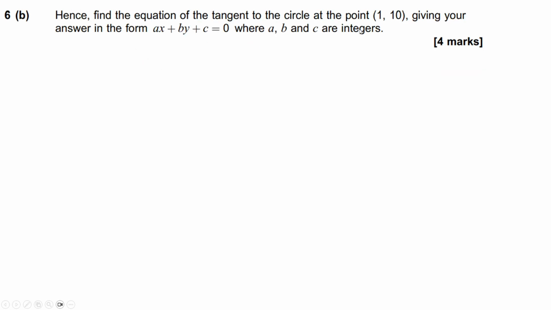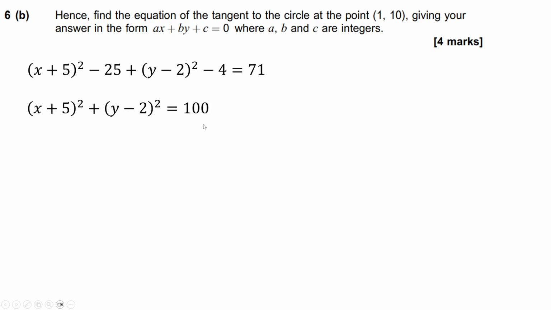Hence, find the equation of the tangent to the circle at this point. Okay, now I actually have to bother with this. Put this in your calculator, bring it to that side, you'll get 100. R squared equals 100, so r must equal 10.